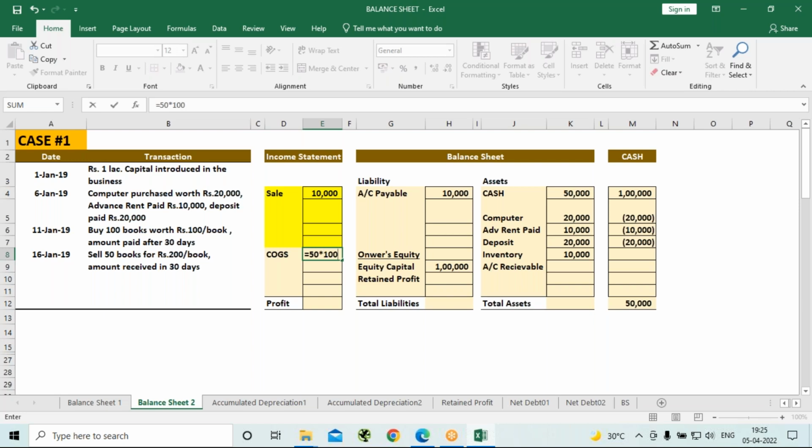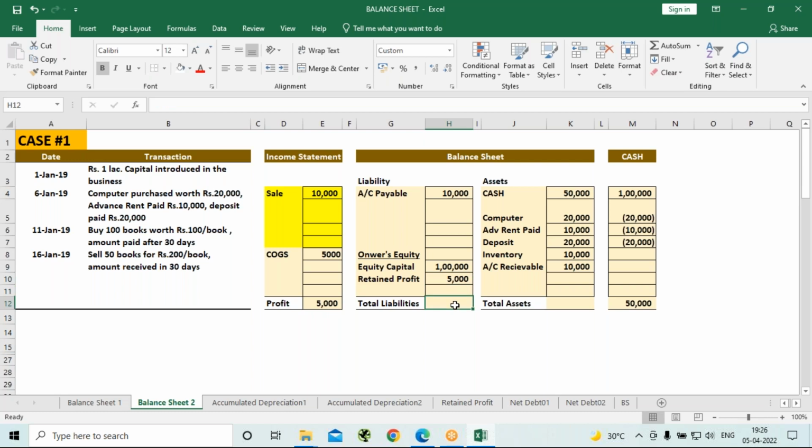100. Okay. Under the balance sheet, accounts receivable is 10,000, as 50 into 200. And there is a profit or loss, the sale minus the COGS value. So this is 5,000, and this 5,000 is transferred as retained profit under the owner's equity.